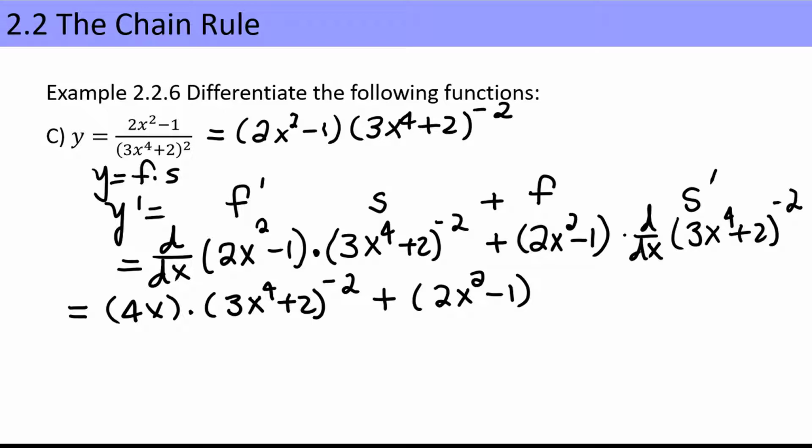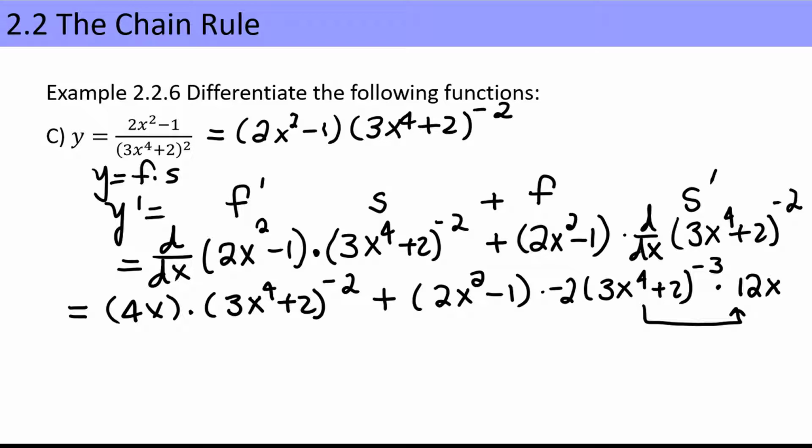So we get to use the chain rule here, and the chain rule, we would bring down the negative 2. The inside function, 3x to the fourth plus 2, stays put. The power is negative 2, then subtract 1, so that'll be minus 3. And then we have to take the derivative of the inside function, and the derivative of 3x to the fourth plus 2, we bring down the 4, so 3 times 4 is 12.